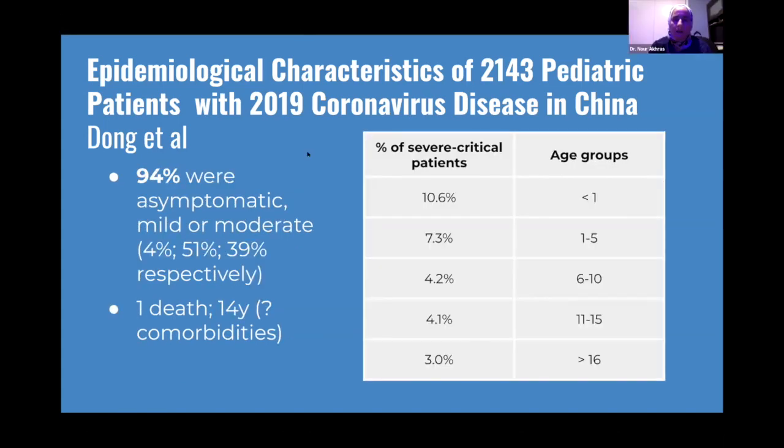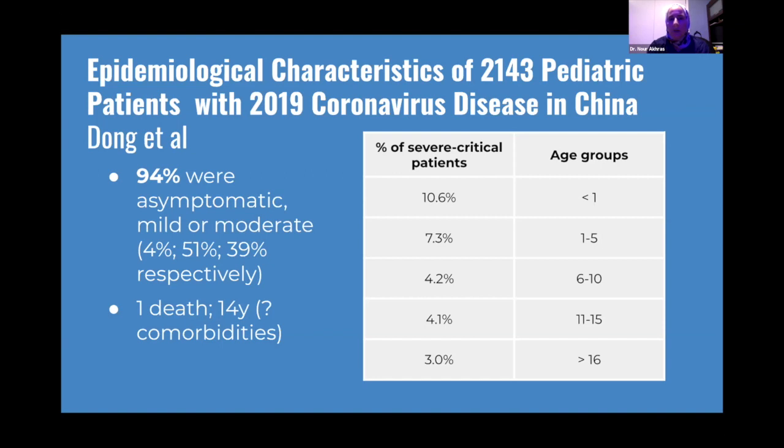And so the good news is that out of the 2,000 pediatric patients they looked at, 94% either had asymptomatic disease or were mild or moderate. They did describe one death in a 14-year-old, but they didn't describe whether this patient had underlying comorbidities.